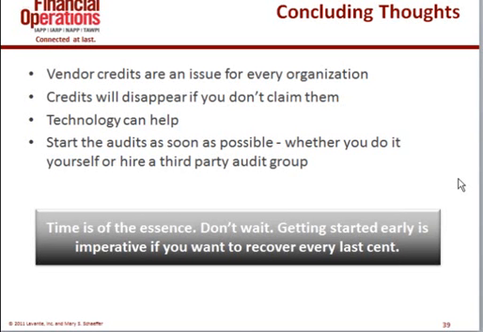Technology can help. I urge everybody to start their audits as soon as possible, looking at their potential credits out there, whether they do it themselves or hire a third-party audit group. Time is of the essence. It really is, because they do disappear.